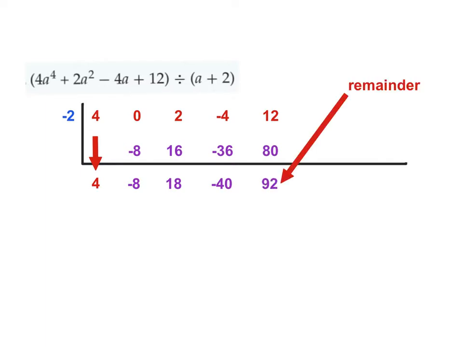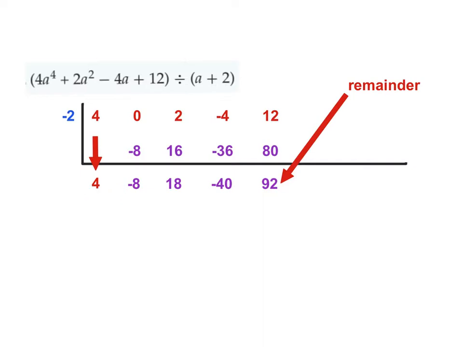Again, this is the remainder. 92 is the remainder. The last term is always the remainder. You have to have one more than the highest power, and if it skips a power, you got to plug a 0 in there. Now, this is the remainder. So these coefficients correspond to the solution, the quotient, the answer to a division problem.